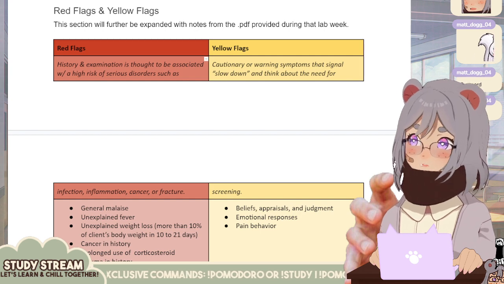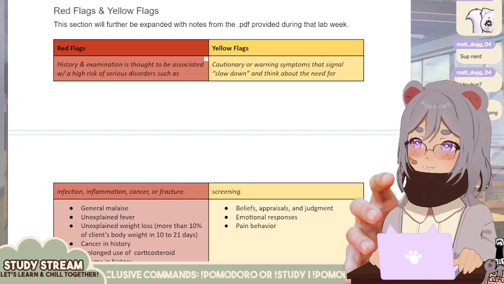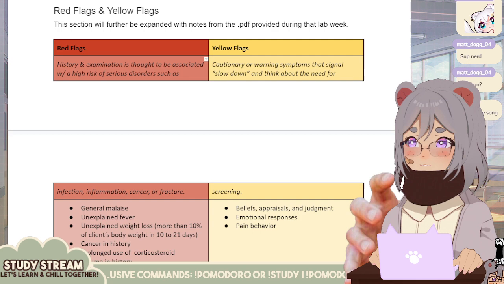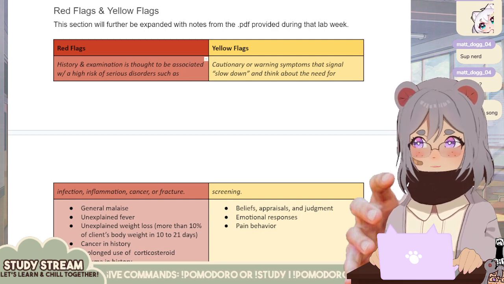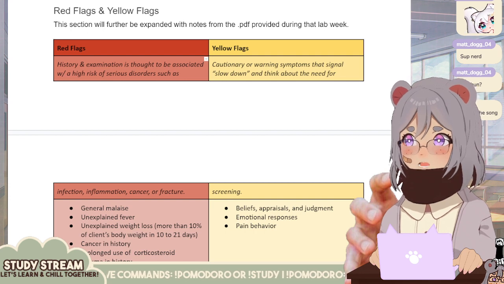And then we have yellow flags. Yellow flags are kind of like, you've got to be really cautious about this. This isn't necessarily saying to stop treatment, but it's something to definitely keep an eye on.